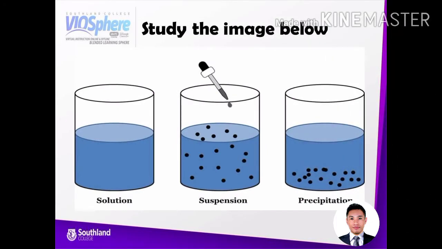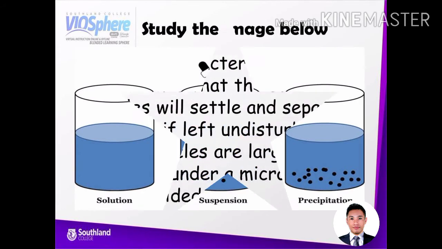Let us study the image below. In solution, the particles are being dissolved. In suspension, the particles do not dissolve. In precipitation, the particles settle down at the bottom.